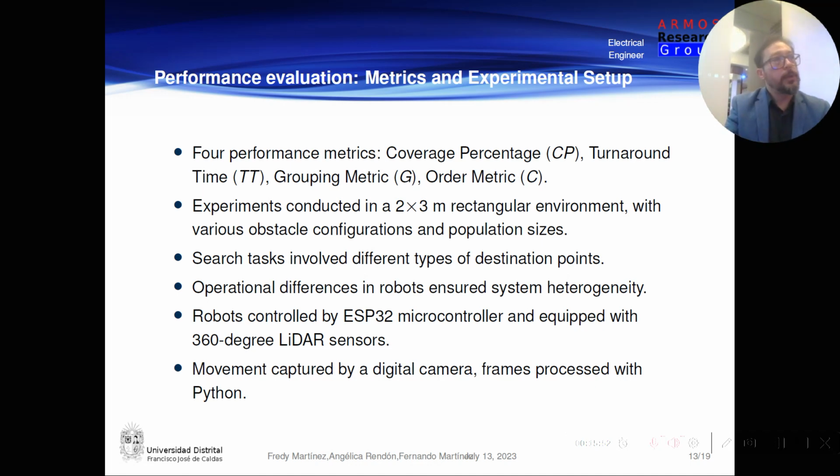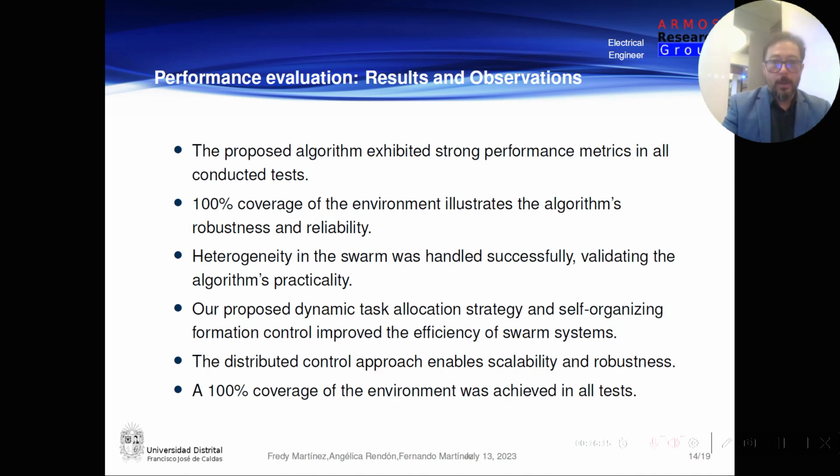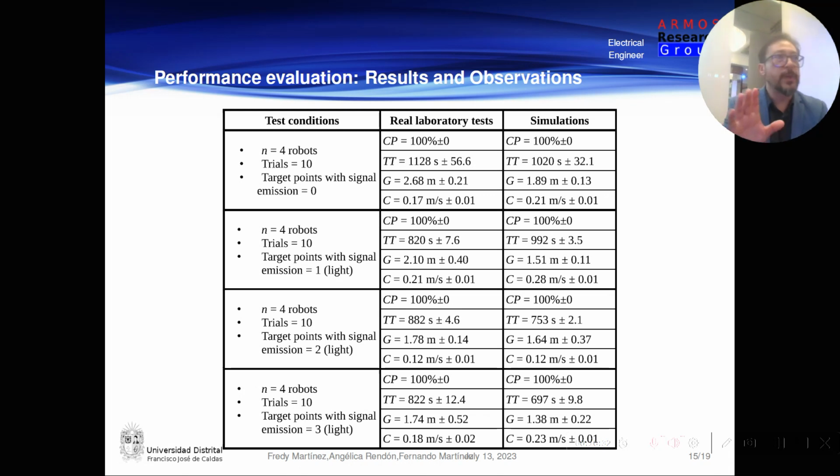Besides this, we build a model in the computer. We have the dynamic of the robots and the characteristics of the environment. So we replicate these conditions by software and try to fit our model to replicate the behavior of the real robots. So we have experimental results and results by simulation. Well, like I said before, 100% coverage in all the experiments, because we let the simulation run all the time.